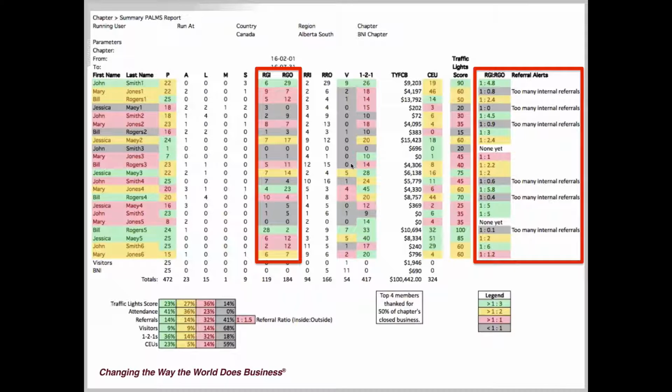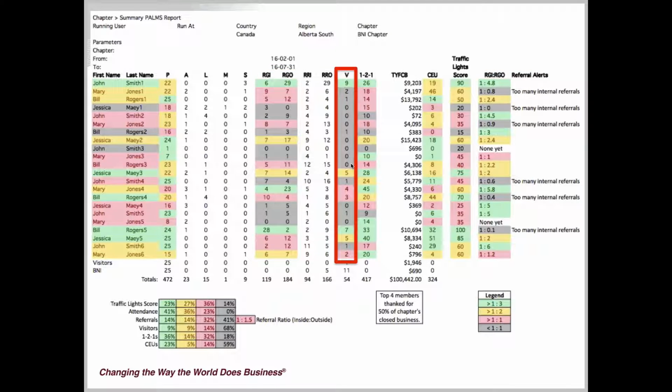Down below the column you can see a legend. If there's more than 3 to 1 outside to inside referrals, then it's coded green. More than 2 to 1, but less than 3 to 1, it's coded yellow. Less than 2 to 1, but greater than 1 to 1, it's coded red. And if the member gives more referrals to him or herself than they have given to their fellow chapter members, then it's coded gray. An extra notation is shown indicating there have been too many internal referrals.